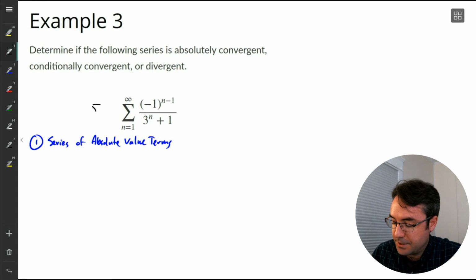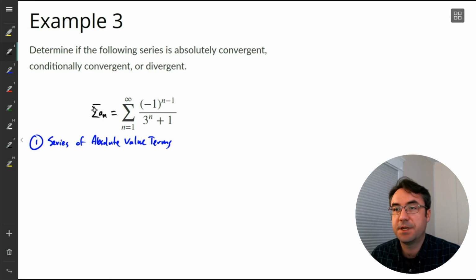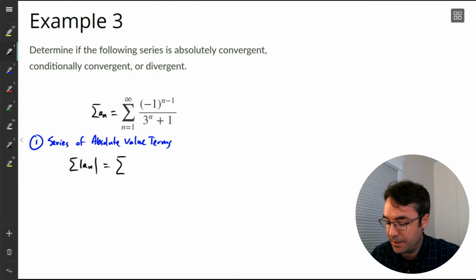All right, so here is our original series, sigma a_n. We're going to look at sigma absolute value a_n. So let's write it out. Let's apply the absolute value sign. So we're going from n equals 1 to infinity, applying the absolute value sign.